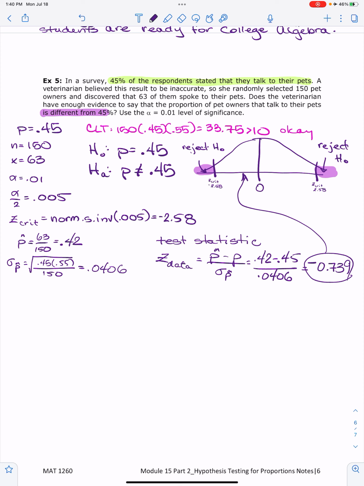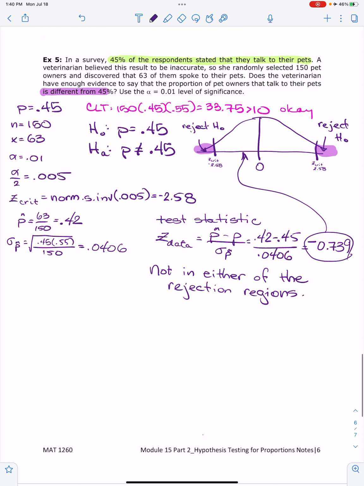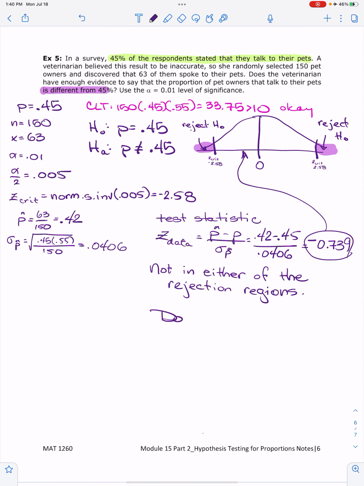It is not in the rejection region, not in either of the rejection regions. So we do not reject H naught. So do not reject our null hypothesis. We do not reject H naught.